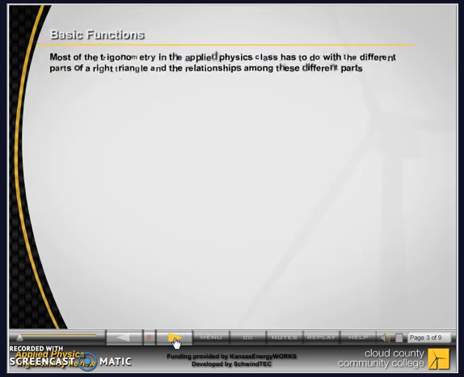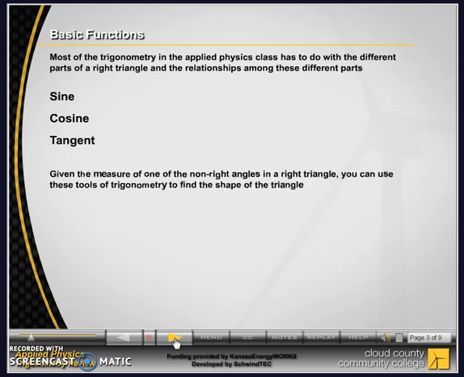Most of the trigonometry in the applied physics class has to do with the different parts of a right triangle and the relationships among these different parts. The three basic trigonometric functions, sine, cosine, and tangent, are the tools that define these connections. Given the measure of one of the non-right angles in a right triangle, you can use these tools of trigonometry to find the shape of the triangle.